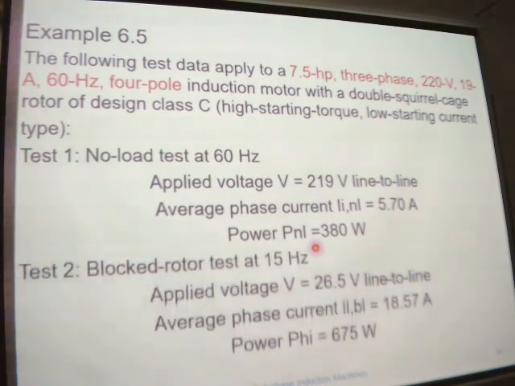So there are several tests. One is the no load test. 60 Hertz. The voltage is nearly the rated voltage. And we get the no load current, and also the no load power.